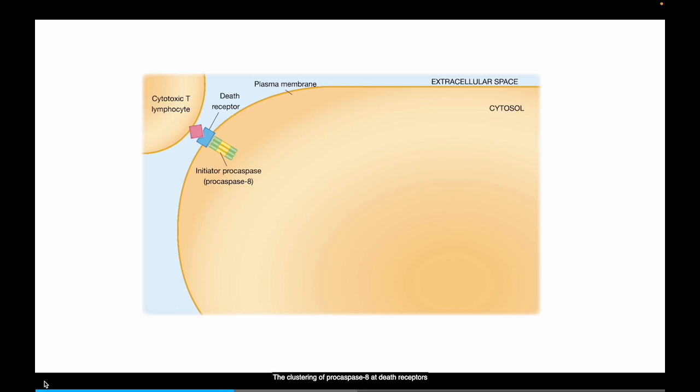The clustering of pro-caspase 8 at death receptors leads to its own cleavage and activation. This starts a caspase cascade, eventually causing the activation of executioner caspase 3. Active caspase 3 is directly responsible for the characteristic changes seen in dying cells.